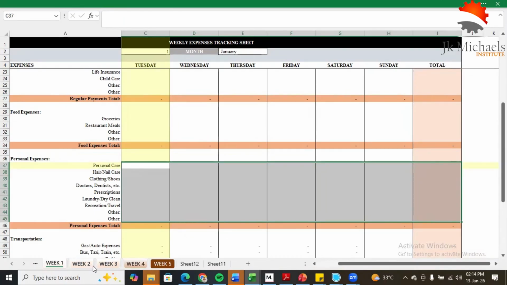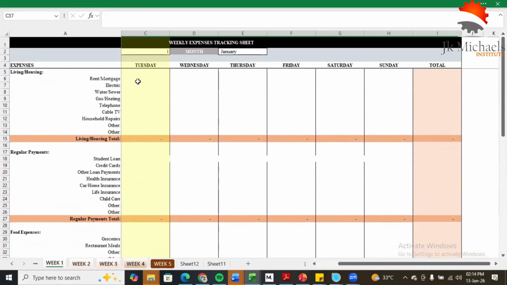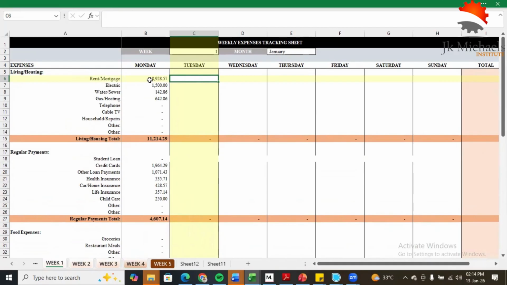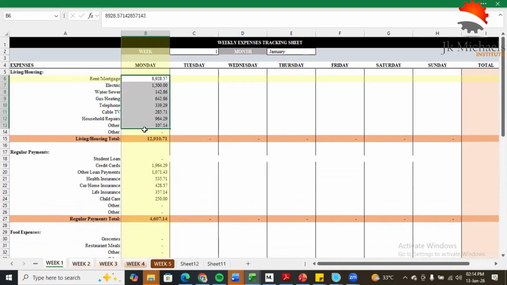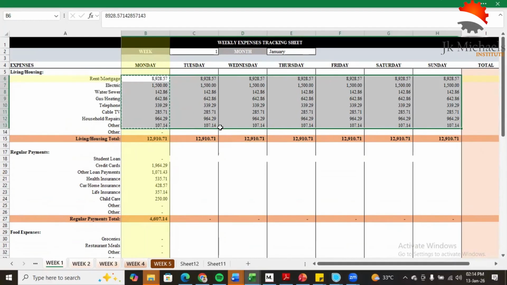I'm using the control to hold down these buttons so that when I paste this, it will paste into everything. I think I'm going to paste just the values, right? And if I copy and then I paste it down to Sunday, right? This is what my living expenses are. I'm assuming that I'm going to be spending this on a daily basis.